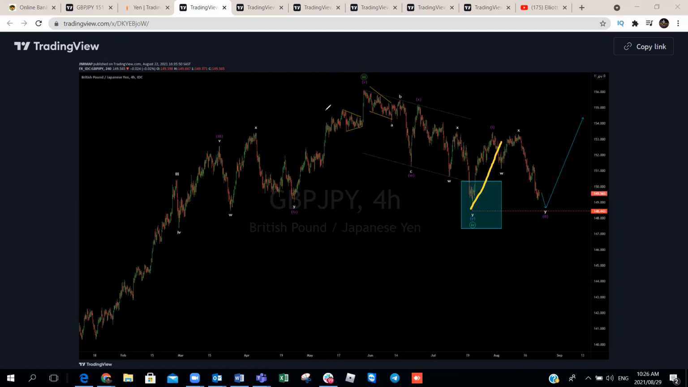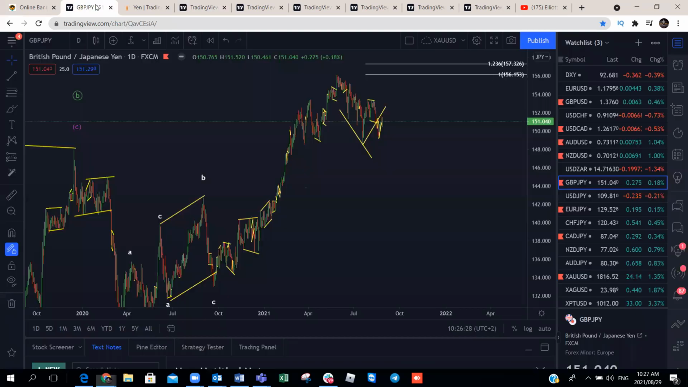Let's have a look here at the structure. We're looking for this one to make a reversal from here. What we've got here is a move to around this level, around 154.14. We're starting to consolidate around that level. So what is the expectation in the next week as far as pound yen is concerned?